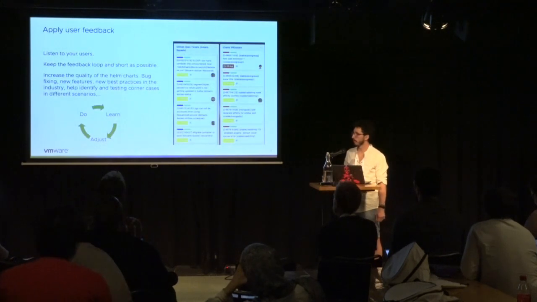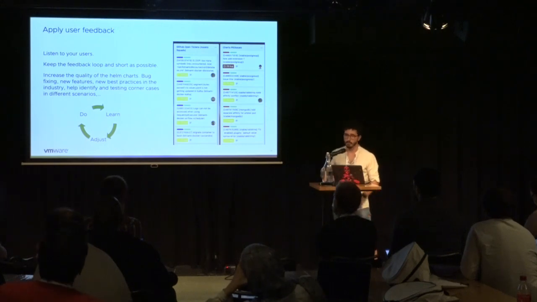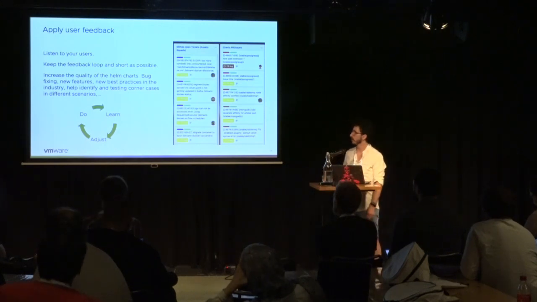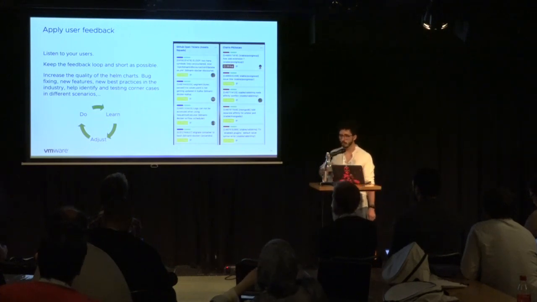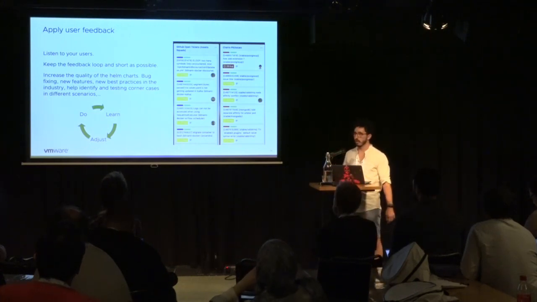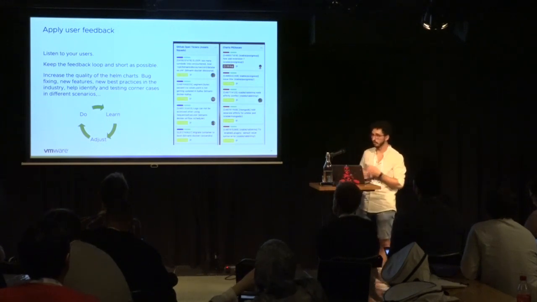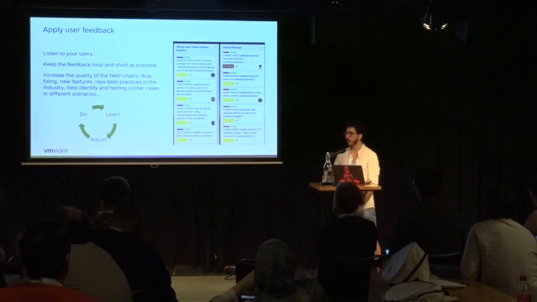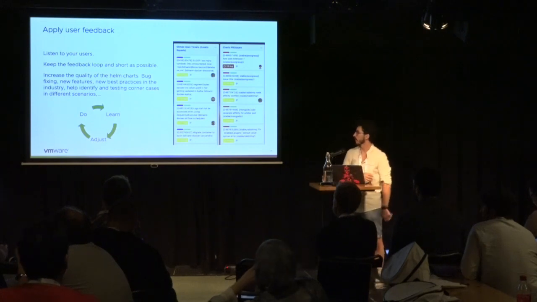And a very important point, apply user feedback and listen to your users. If you are donating your charts to the community, please invest time reviewing the issues, reviewing the pull requests, because you will increase the quality of your Helm charts by listening to your users. You will get the bug fixes, new features. They will help you identify issues in their own environment that you don't realize on your testing environment, and you can improve the charts a lot with this.